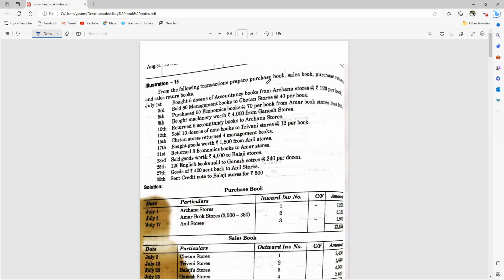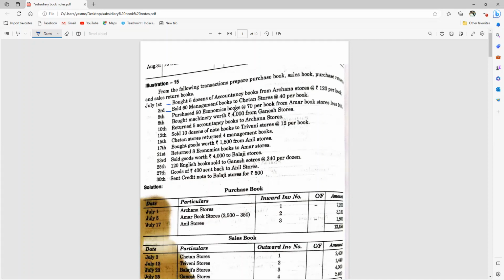Bought 5 dozens of accountancy books from Archana stores. Here it is not a cash transaction. We are considering this as a credit transaction, and as they are specifying it is bought, that should be in the purchase book. Next, on third, sold 60 management books to Chetan stores. Sold means sales book. It's not a cash transaction, hence we are recording that in the sales book.